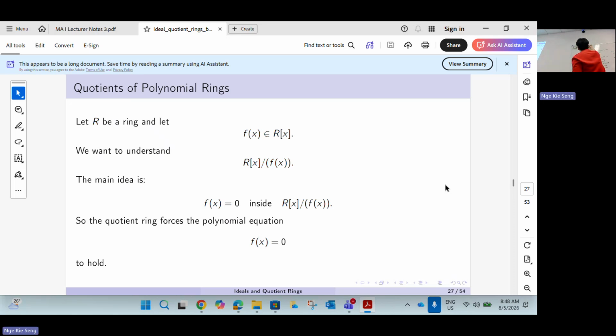This quotient is defined like g(x) plus the ideal generated by f(x), such that g(x) is in the bracket. Okay, this is the quotient. Later we see why this means f(x) equals 0, which we have to solve. Yeah, later we solve.